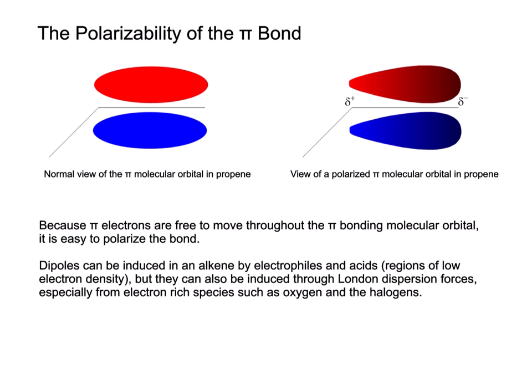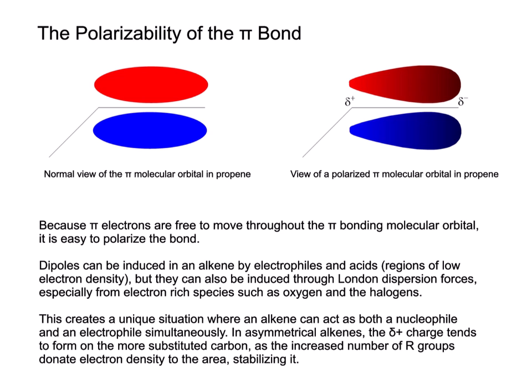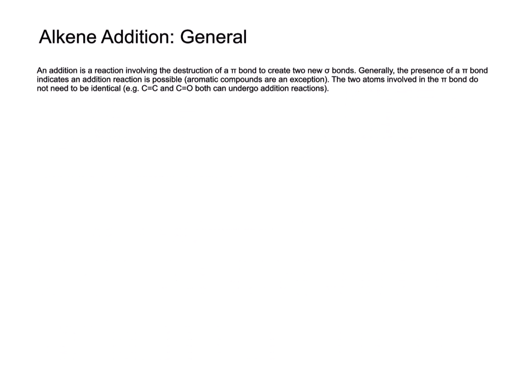Not only that, but they can also be induced through London dispersion forces, especially from electron-rich species such as oxygen and the halogens. This creates a unique situation where an alkene can act as both a nucleophile and an electrophile simultaneously. In asymmetrical alkenes, the partial positive charge tends to form on the more substituted carbon, as the increased number of R groups donate electron density to the area, stabilizing it.